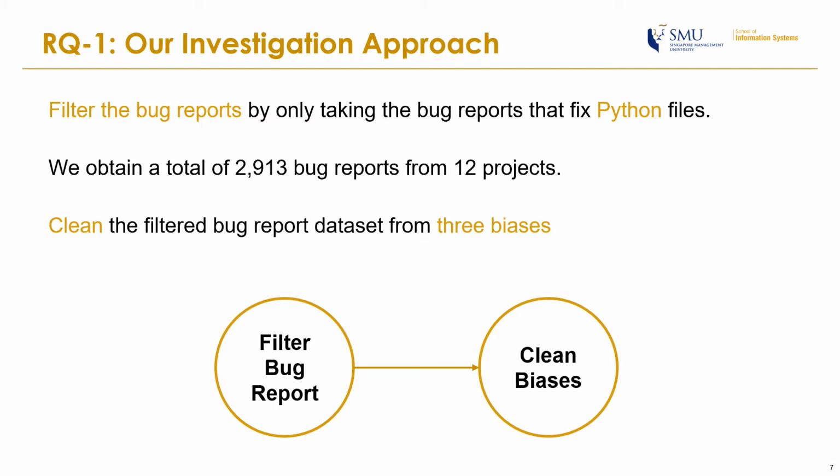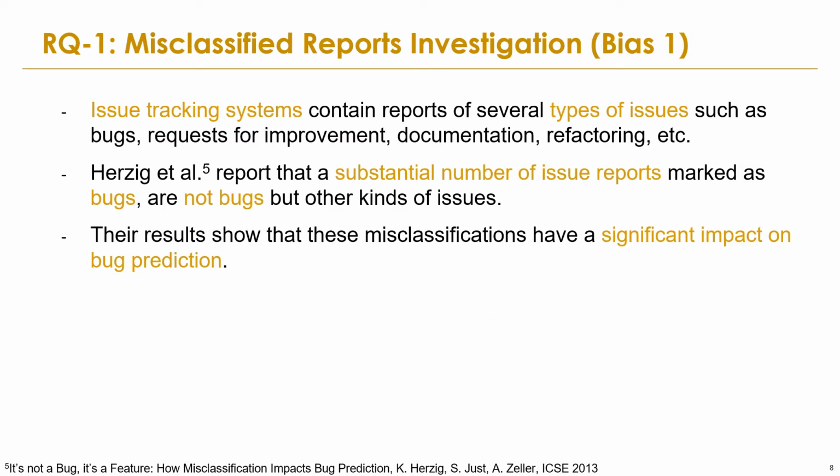Second, we clean the filtered bug report dataset from 3 biases. We will talk in detail about how we clean these 3 biases. First bias is the misclassified report investigation. An issue report may describe a bug, improvement request, documentation change, etc. Herzig and Zeller highlighted that there are many issue reports that are misclassified as a bug. In their study, they showed that the misclassification greatly impacts the experiments that determine whether a file is possibly buggy or not based on the history of past bugs.